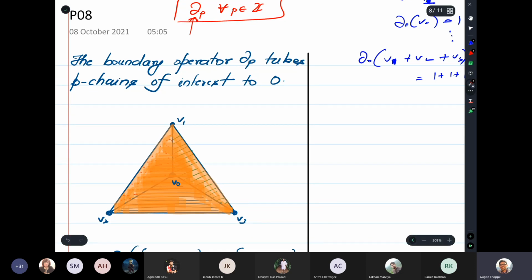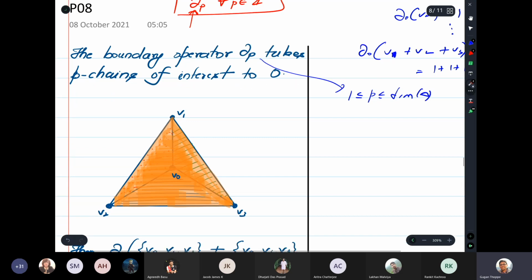Nevertheless, let's first begin by recalling why we define DABA P in this sense. In particular, let's look at the case where P lies between 1 and the dimension of delta. That's where the action happens. So let's focus on the definition of DABA P when P lies between this. We claim that indeed DABA P takes these P chains of interest to 0. Okay, so let's look at another example.